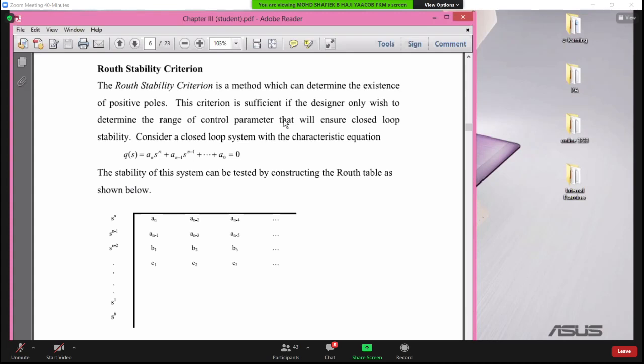So the criterion is sufficient if we only wish to know whether the system is stable or not. But we will not know the exact behavior of the system. But never mind, it is a good test. All you have to do is obtain the characteristic equation and construct the Routh table. So this is known as the Routh table. If the elements of the first column have the same sign, then we say that the system is stable. So how do you construct this Routh table?